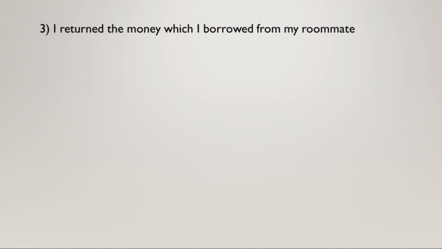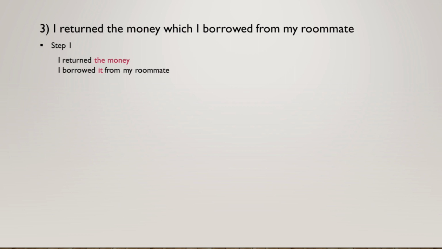The third example: I returned the money which I borrowed from my roommate. Still the same initial way, take two simple sentences that talk about the same noun. I returned the money, I borrowed it from my roommate. Again, you have to focus on the second sentence. I borrowed it from my roommate. The word it refers to the money. So we are going to make the second sentence the adjective clause.